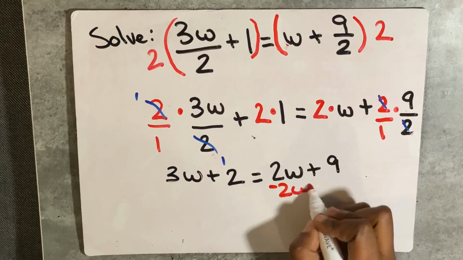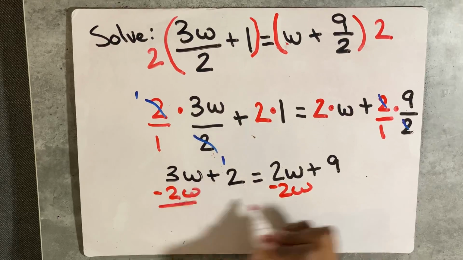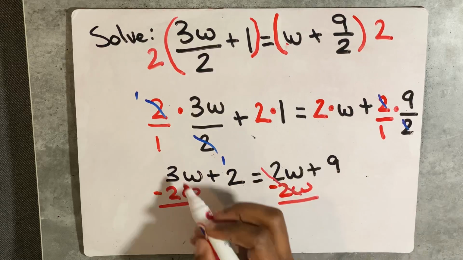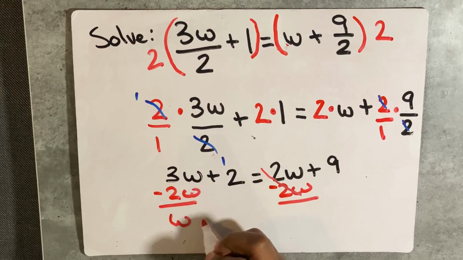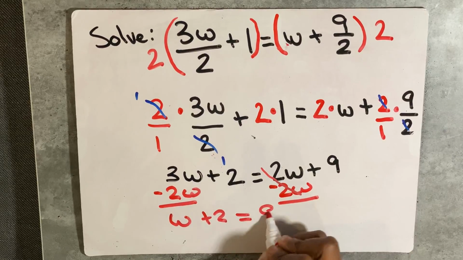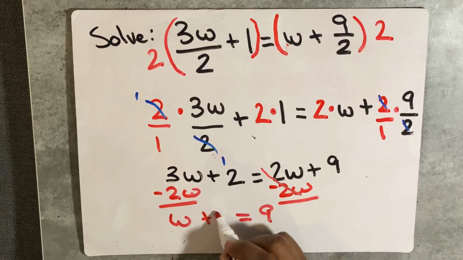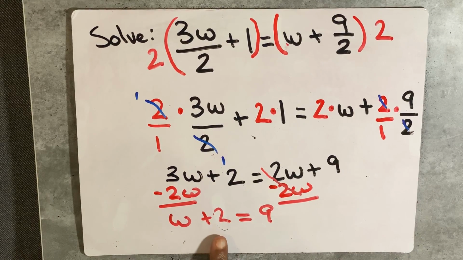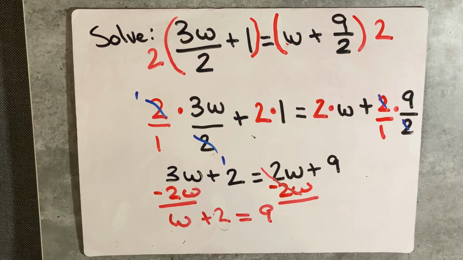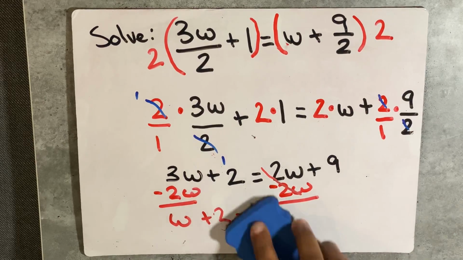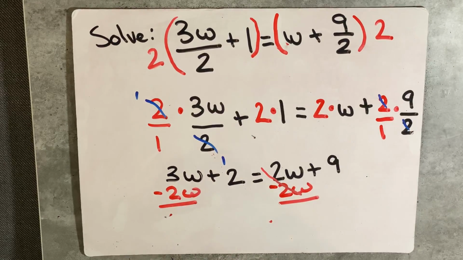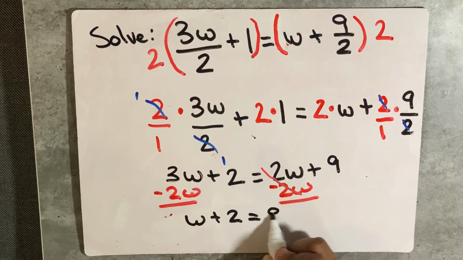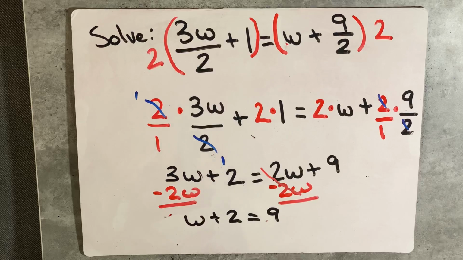Let's get our variable on one side by using our inverse. These cancel out. And this gives me w plus 2 equals 9. Hopefully I don't run out of space here. Then what do I do now? I'm going to write it in black. W plus 2 equals 9, because we brought down everything we didn't use.